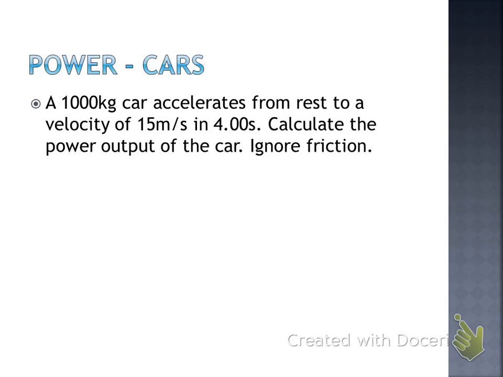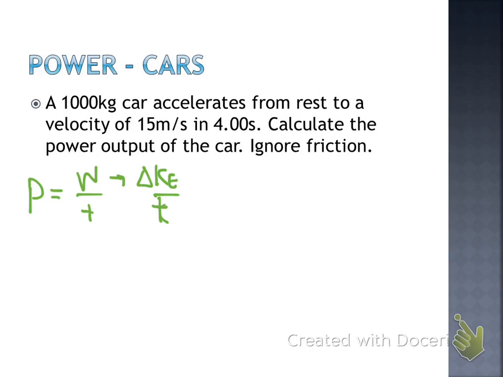All right, so a 1,000-kilogram car accelerates from rest to a velocity of 15 in 4 seconds. Calculate the power output of the car. Right now, we're going to ignore any frictional forces that act on the car. We're just going to look at what its true power output would be. So power is equal to work over time, which is also equal to change in kinetic energy over time.